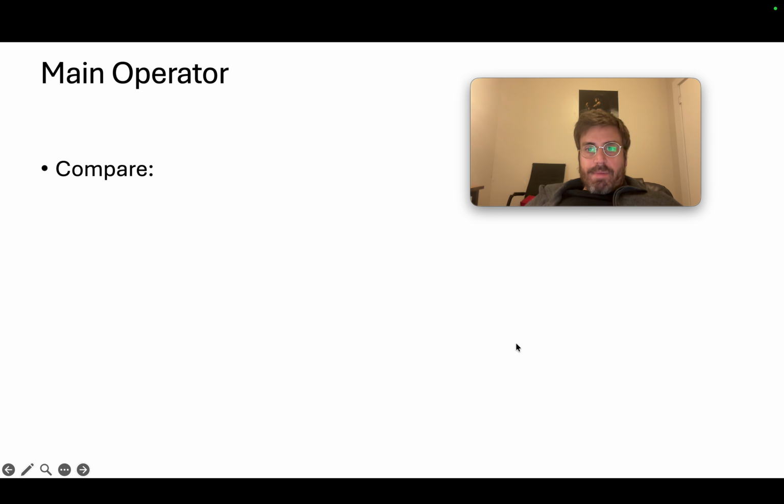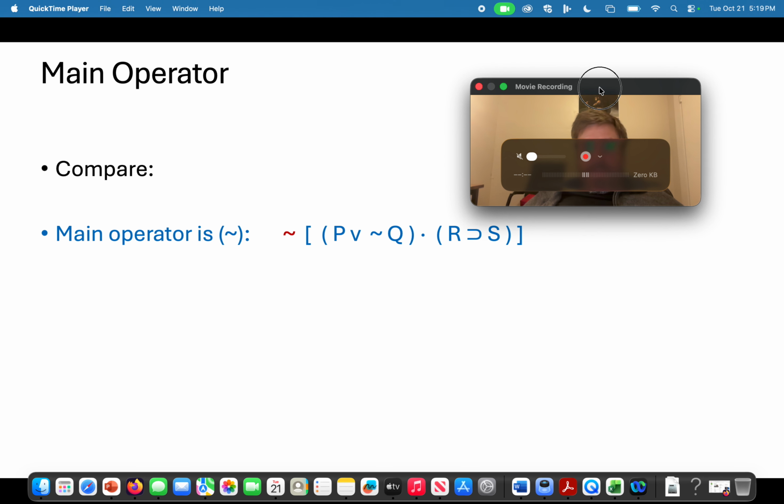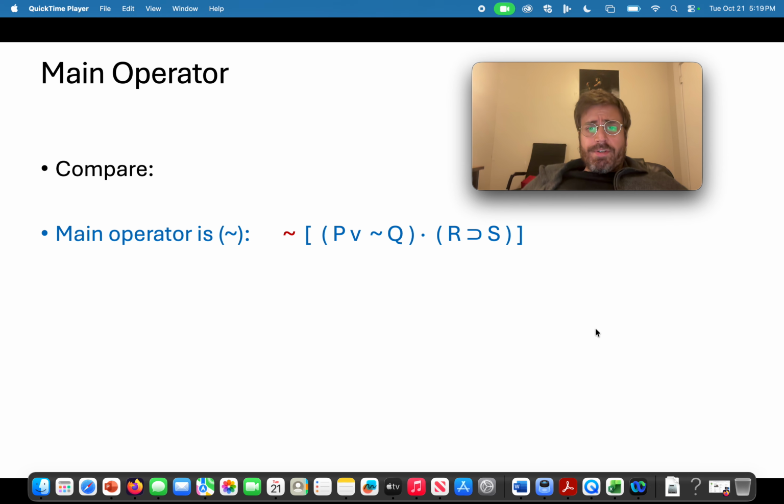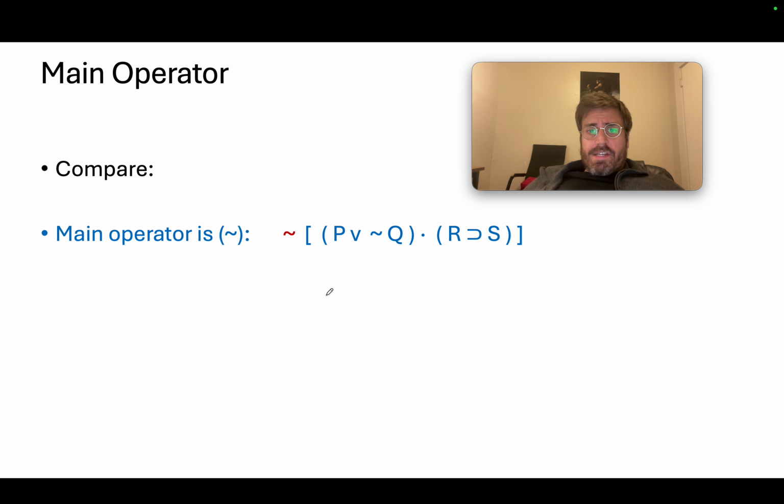So let's compare some examples. If we have a complex statement like this, you'll notice a number of logical operators involved here. I see a tilde, I see a wedge, I see another tilde, I see a conjunction, and I see a horseshoe. The main operator of this complex statement has to be the tilde, the negation.